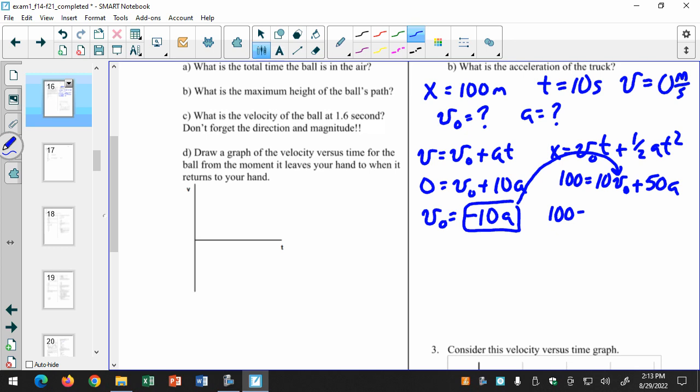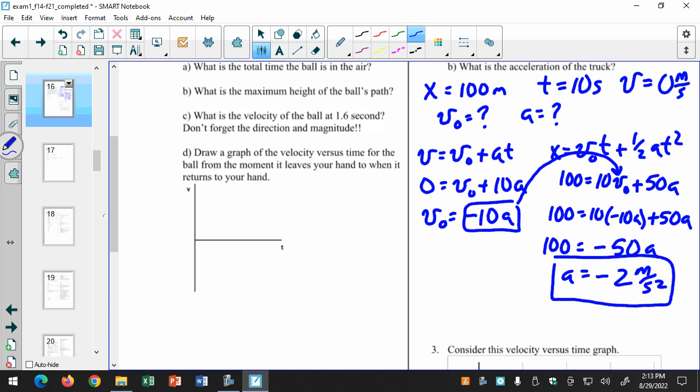So I get 100 equals 10 times negative 10A plus 50A. And look, now I have an equation that I can solve. I have 100 equals negative 100 plus 50, that's negative 50A. So A is equal to negative 2 meters per second squared. And remember how I said it should be negative? It is negative. That makes sense to me physically.